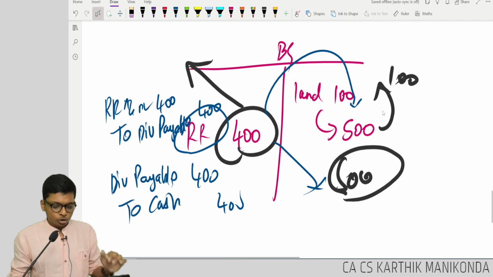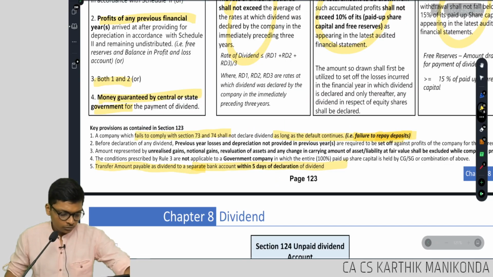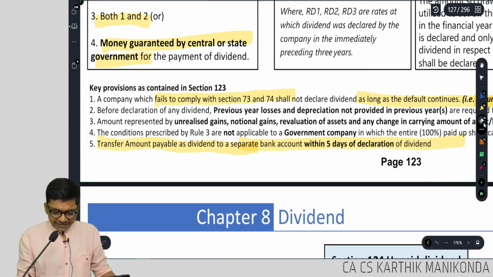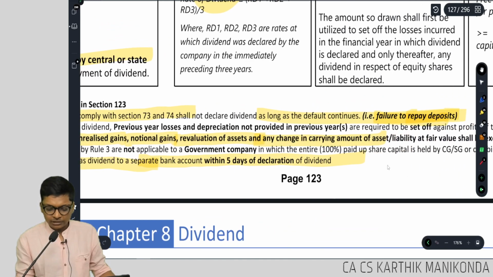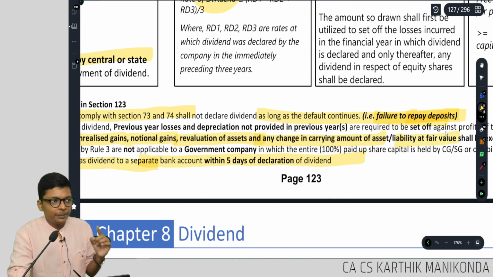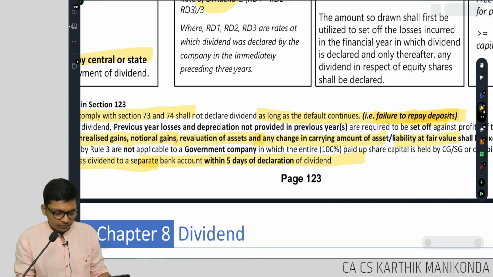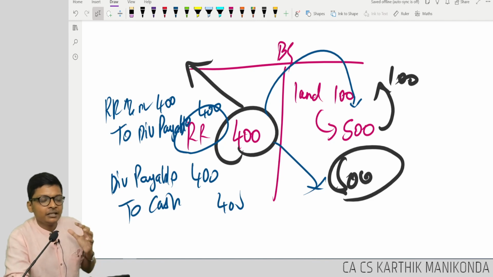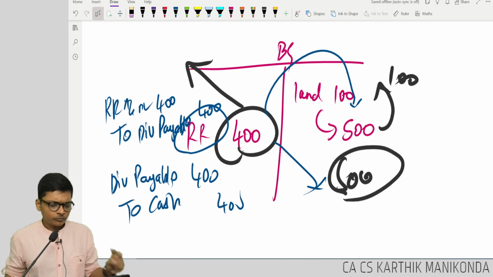Are you following? So, the second key point: an amount represented by way of unrealized gain, notional gain, revaluation of assets, or change in carrying amount of assets or liability at fair value will not be used for declaration of dividend. For example, change of investment value, investment 100 becoming 200, all these notional gains, unrealized gain, forex gain should not be used for declaration of dividend. Are you following, guys? Clear? That's the second key point.